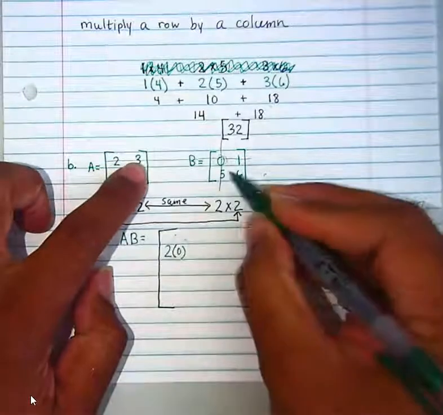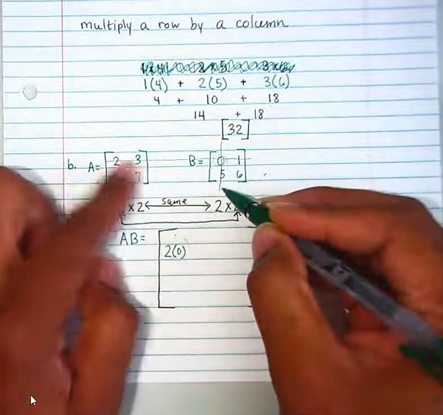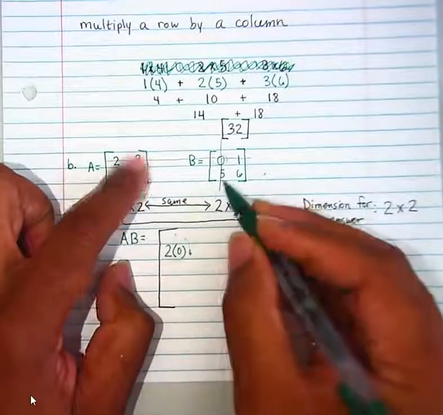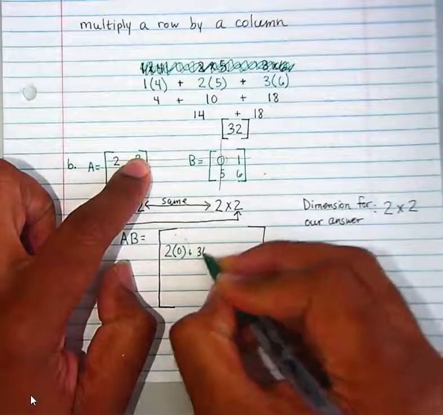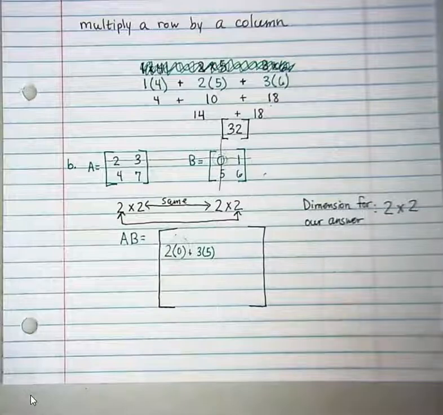And then we're going to do 3 times 5. So row and a column. Row and a column. So 2 times 0 plus 3 times 5. And we'll work that out in a few minutes. All right, so that goes there.